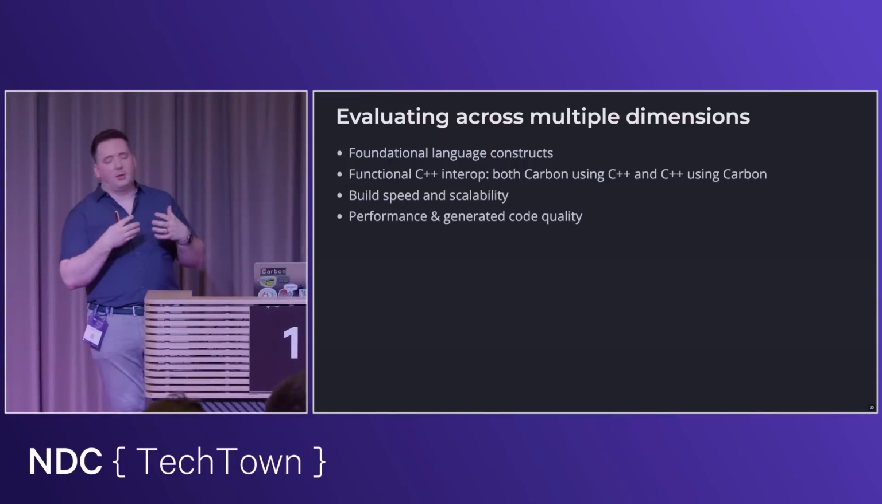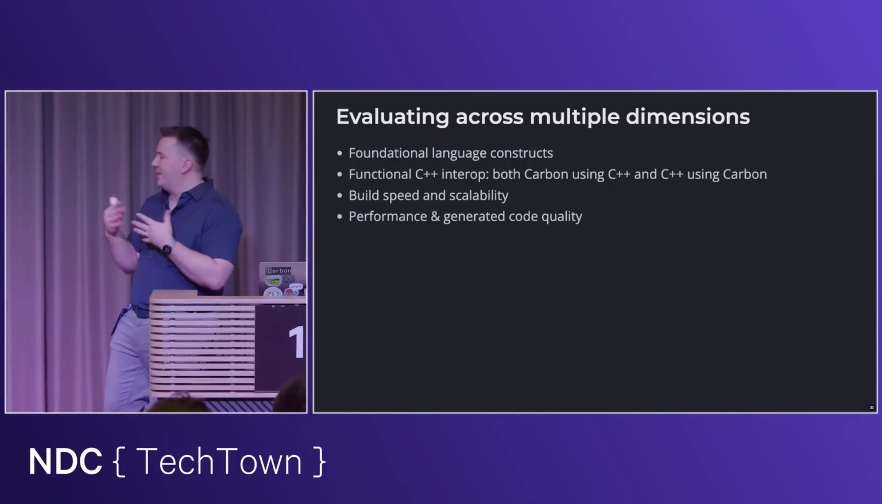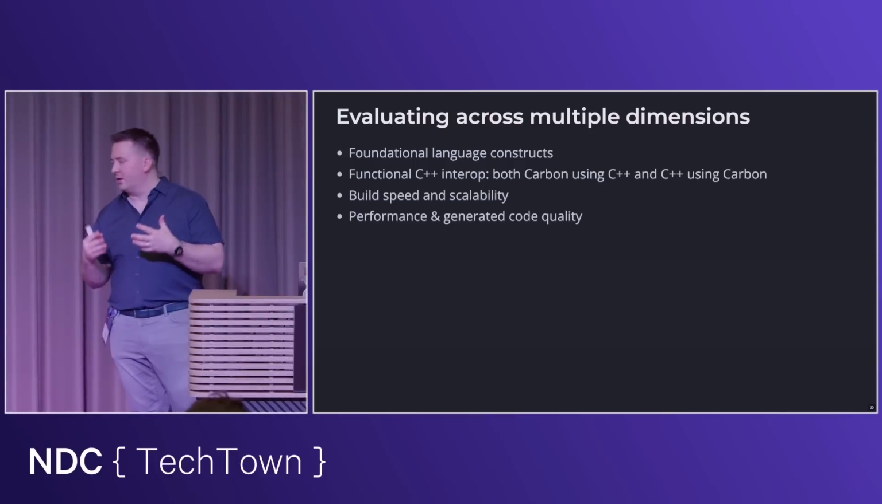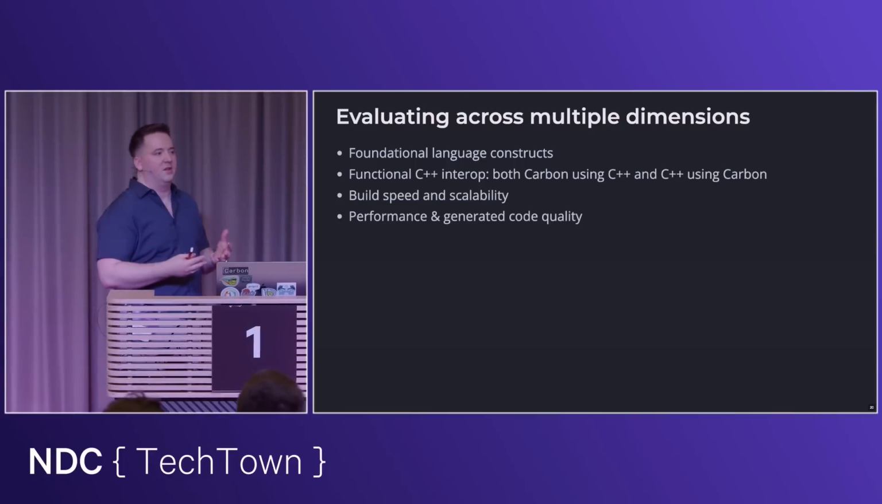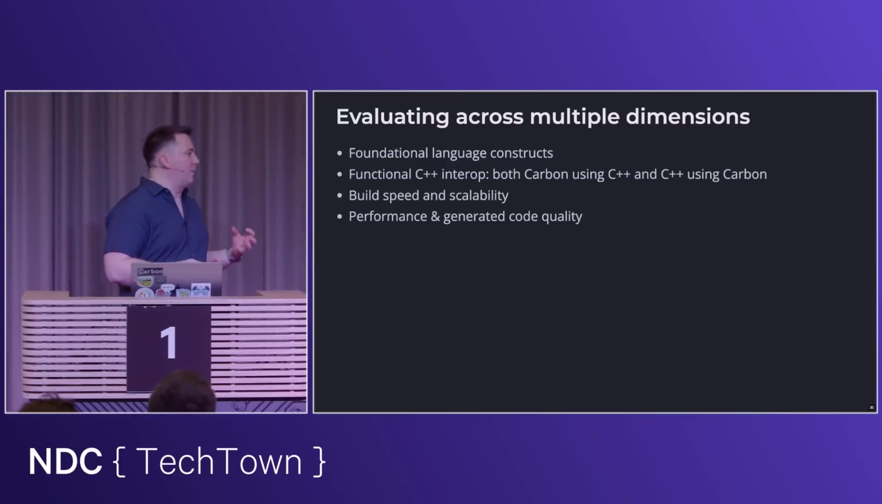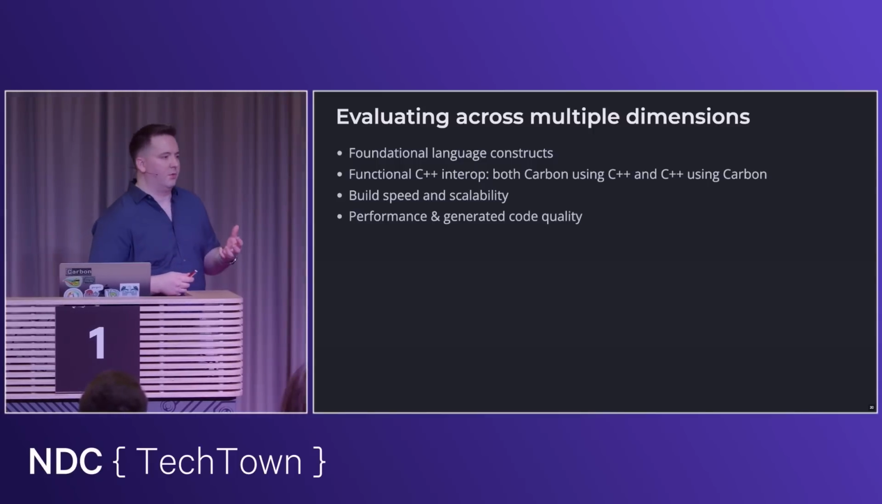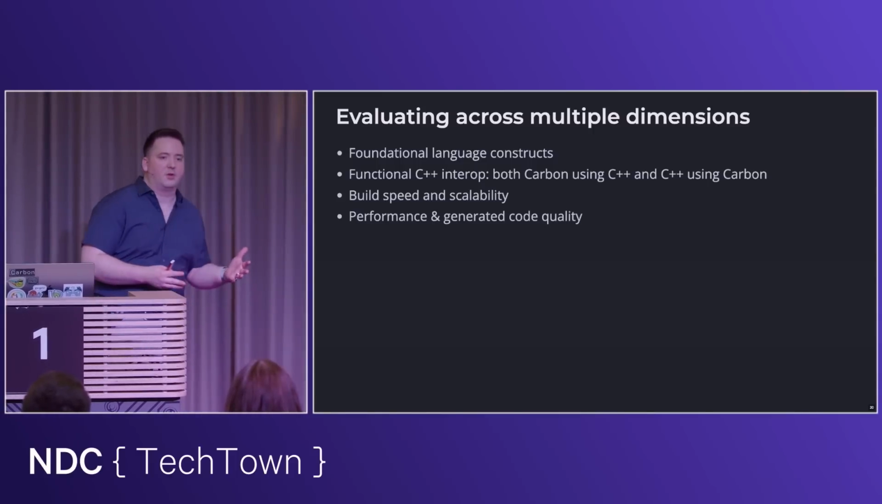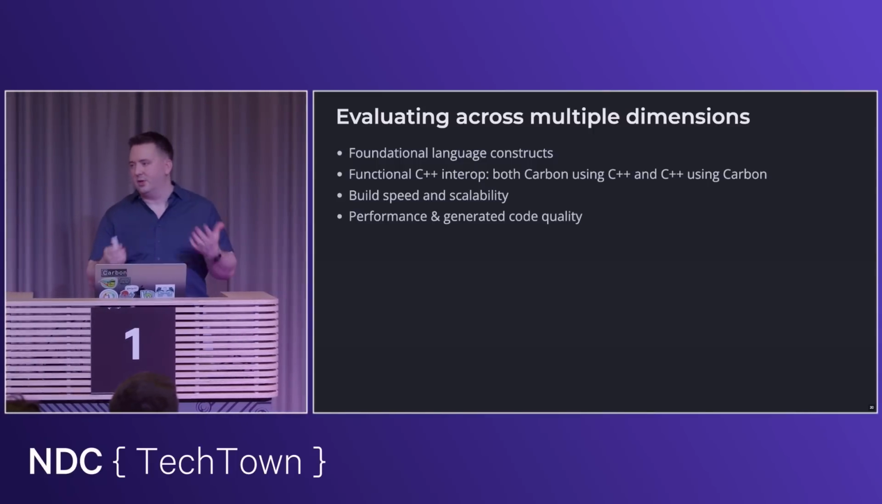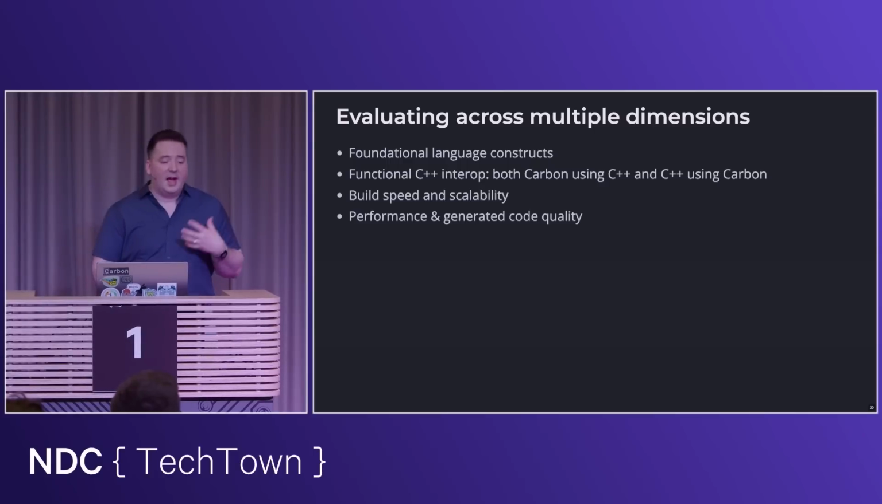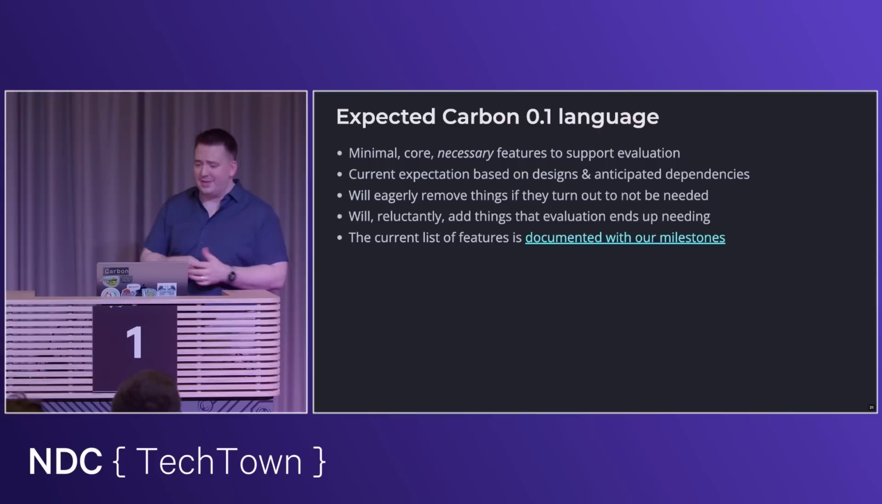We think people are going to care about build speed and scalability. Like, how does it actually impact a realistic, production code base and its build system? And we also think people are going to care about performance and generated code quality. People are going to build actual benchmarks with Carbon as part of their evaluation. We need to make sure that the performance is realistic and, frankly, very competitive.